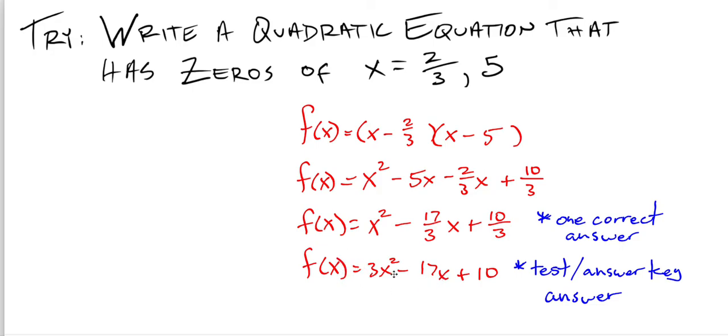If this felt difficult to you, one thing you could have done is multiply this parentheses by 3 beforehand so that you wouldn't have fractions to multiply out either. So you could do that if that felt easier. We could have written this as 3x minus 2. You don't need to, but just showing you options.